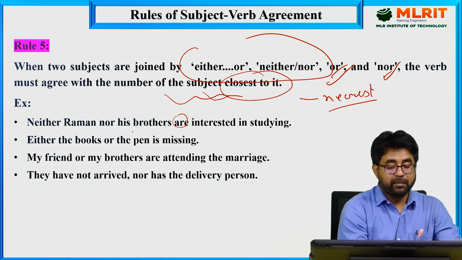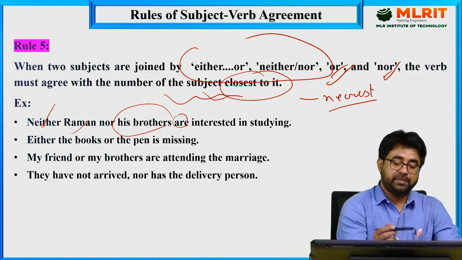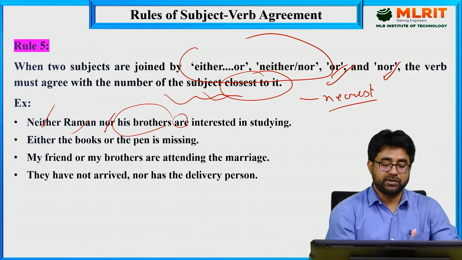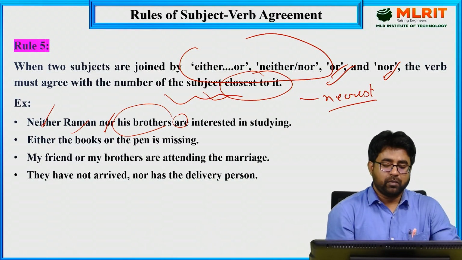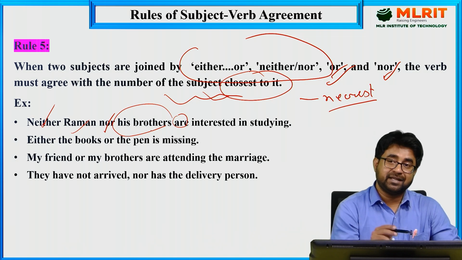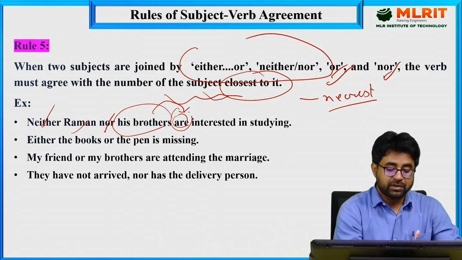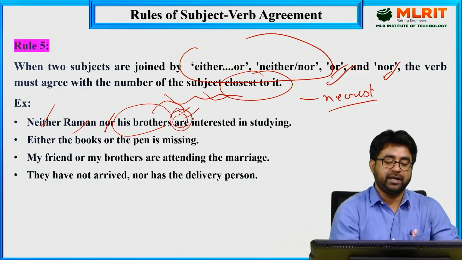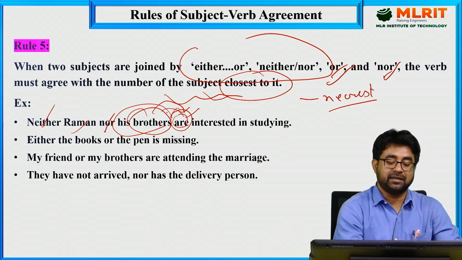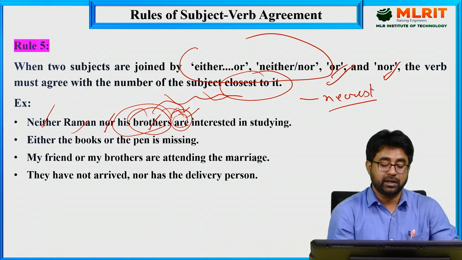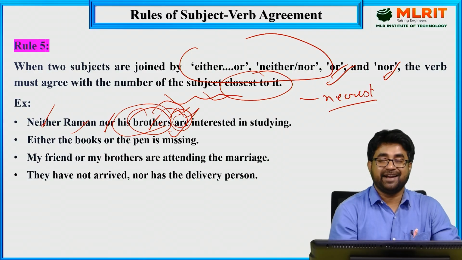So you can see, "Neither Raman nor his brothers." Could you please identify them? Obviously one thing is pretty clear, that I am using "neither nor," this conjunction. So I already know the rule: if I am using either/or, neither/nor, I have to check the number of the subject that is nearest to the verb. Raman and brothers, which subject is nearest to the verb? Obviously this particular subject is nearest, so I have to look at its number. You can see brothers is plural. Hence, I am using a plural verb: Neither Raman nor his brothers are interested in study.